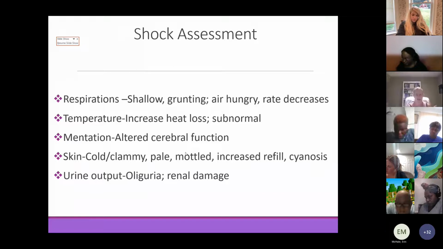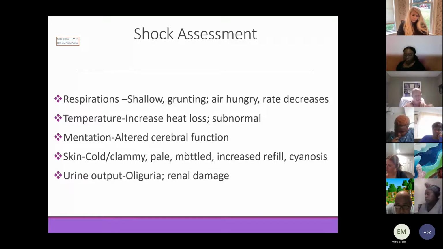They may have temperature. They may have a lot of heat loss. And then as things progress, their temperature is going to get very low, and it's going to be subnormal. Mentation, so obviously as things progress, their level of consciousness is going to be altered. Their skin is going to be cold and clammy. It could be mottled. It may take longer for that capillary refill because we don't have that good blood flow. And then cyanosis.